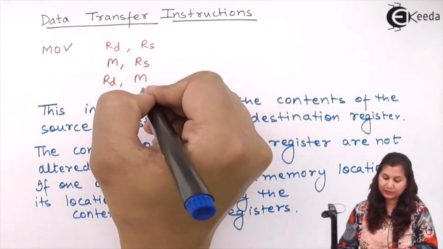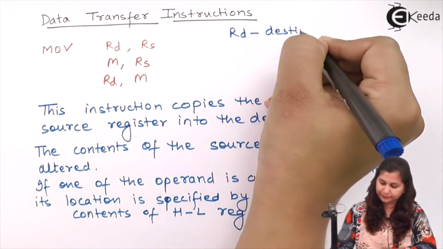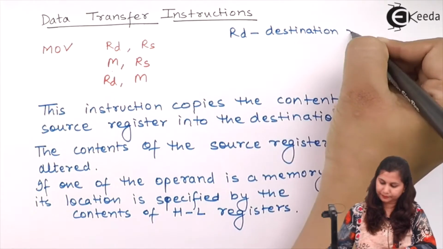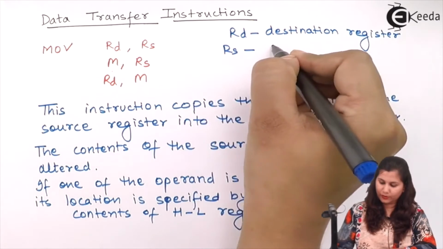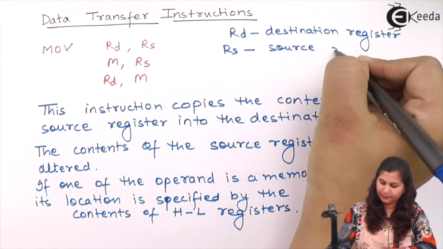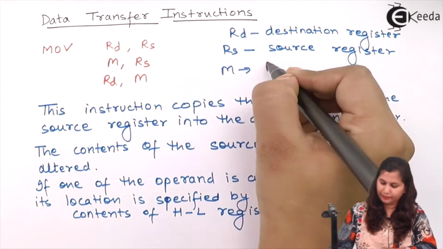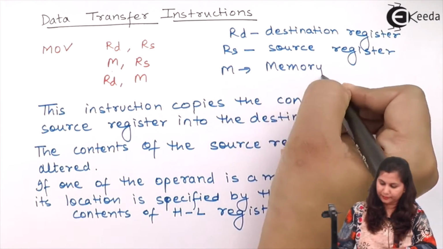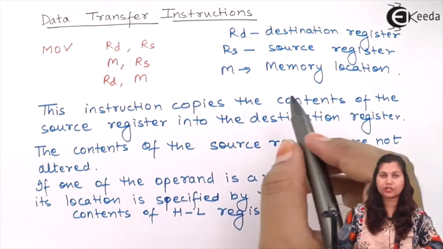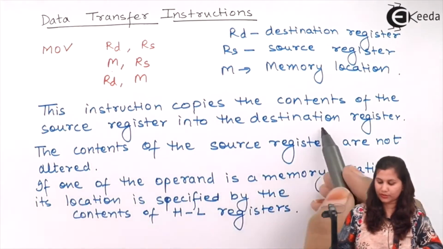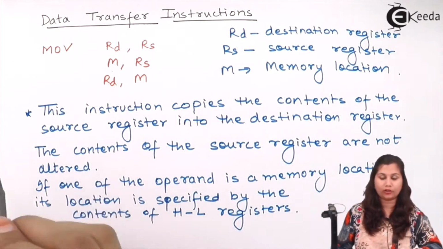So we can have these 3 operands. RD is the destination register, RS is the source register, and M is the memory location. So this instruction is copying the contents of the source register into the destination register. The contents of the source register are not altered.